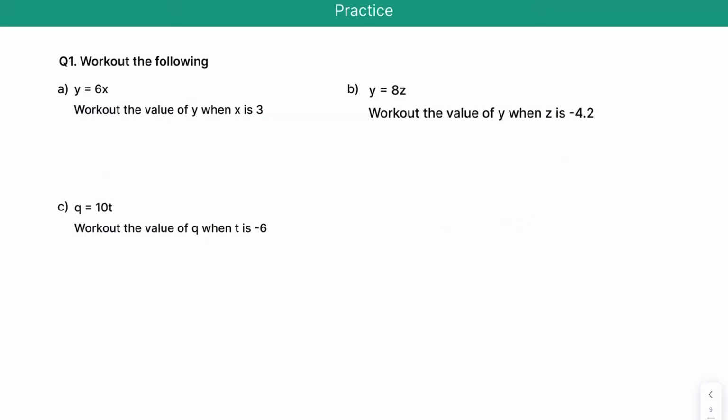Okay? So here are some practice questions. Press pause and have a go. Here are the answers. Mark your work.